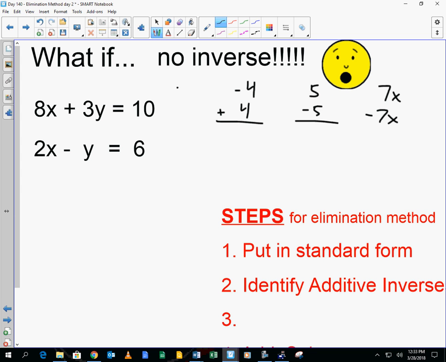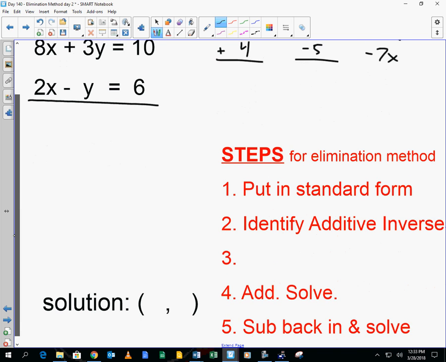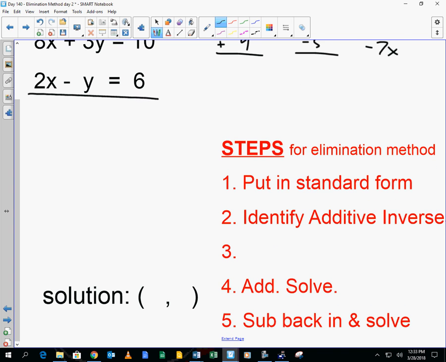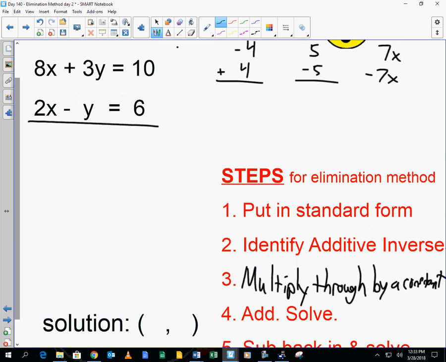Negative 7x. So as you look at this example right here, are 8x and 2x, are those additive inverses? They are not. What about 3y and negative y? Are those additive inverses? They are not, because when you add them together, you just get 2y. So what you have to do in this situation is multiply through by a constant. So what we're going to do is we're going to take one of these and we're going to multiply through by something so that we create an additive inverse.